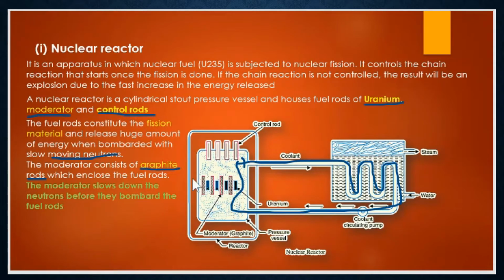So, what will this moderator be doing? The moderator will be slowing down the neutrons before they bombard the fuel rods. So what is the purpose of the moderator? The moderator is made up of graphite rods. The moderator is nothing but the graphite rods which are kept beside the uranium in order to slow down the neutrons bombarding the uranium.